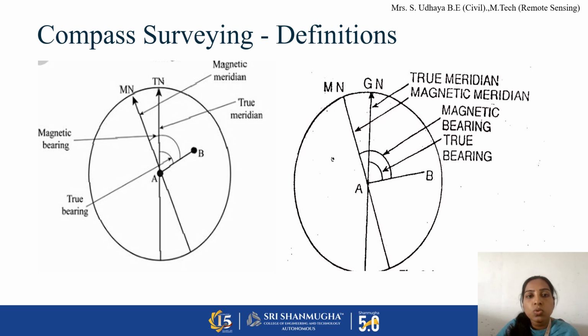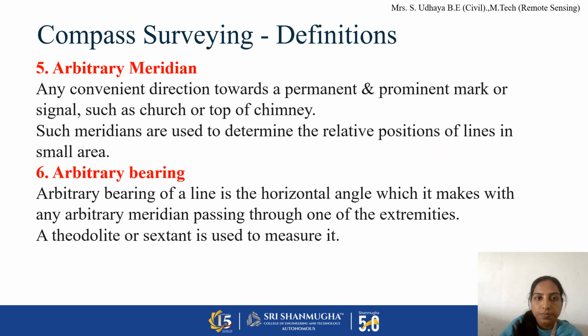The true bearing is always measured in the clockwise direction from our true north. The magnetic bearing is measured from our magnetic meridian. This is what is given in the second picture also: the angle between geographic north and magnetic north, that is called meridian, and the magnetic bearing and true bearing.